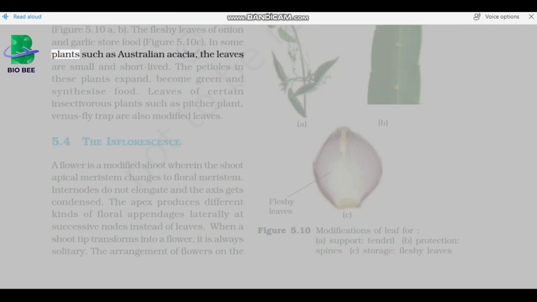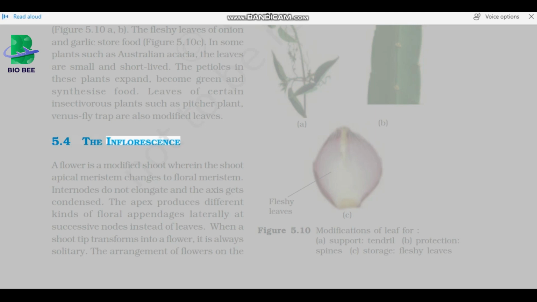In some plants, such as Australian acacia, the leaves are small and short-lived. The petioles in these plants expand, become green, and synthesize food. Leaves of certain insectivorous plants, such as pitcher plant and Venus flytrap, are also modified leaves.